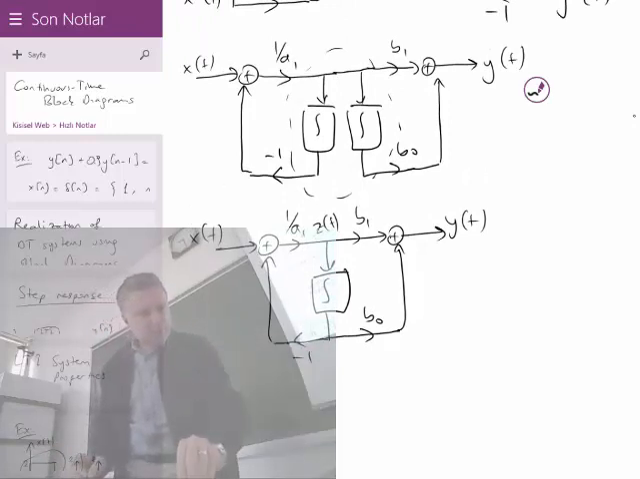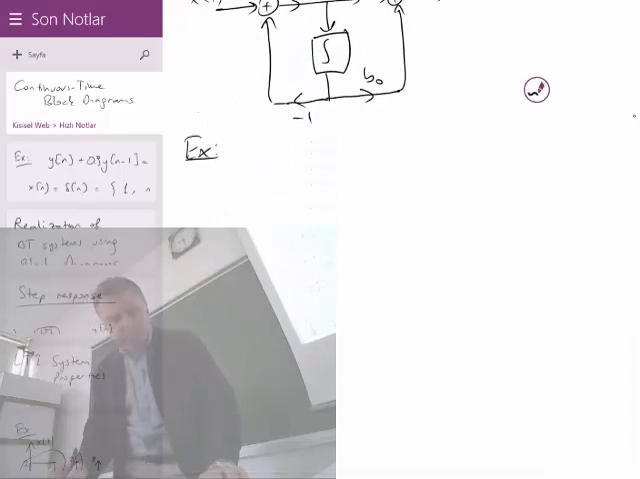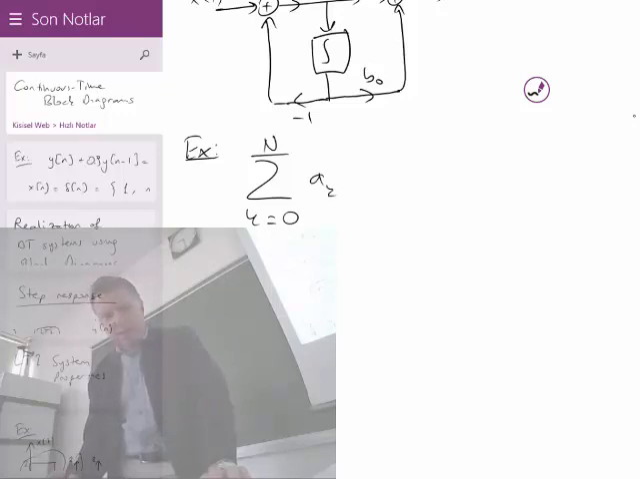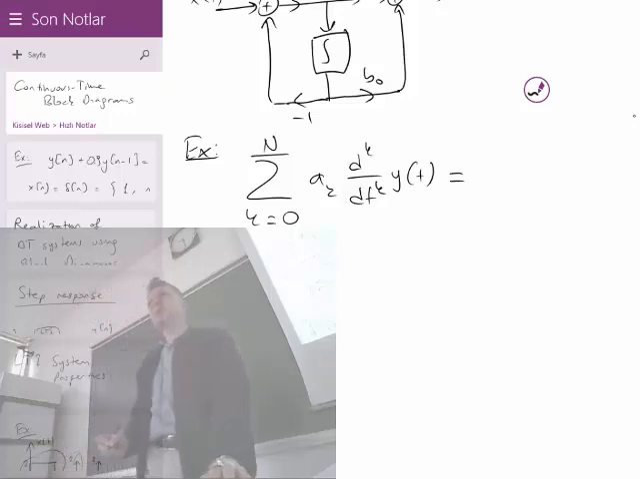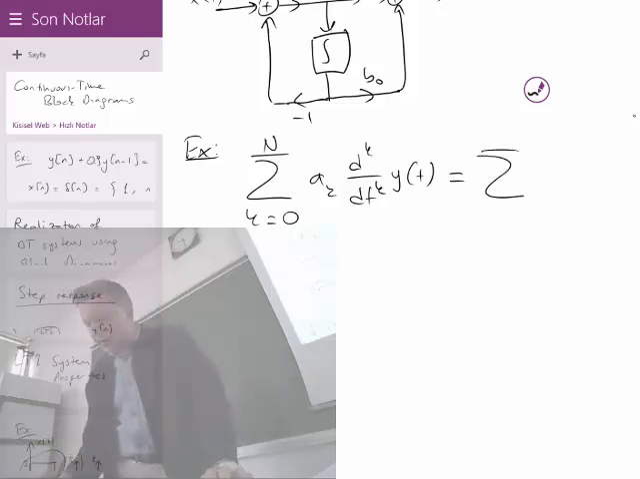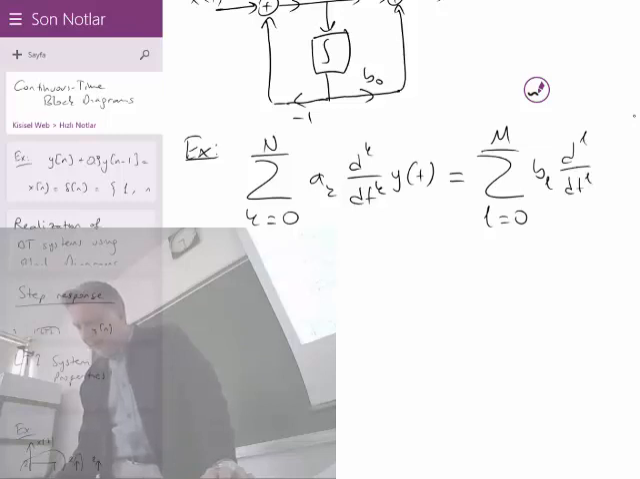Let's think of a most generalized system. I'm going to write it in the most compact form, using a summation, both for the differential equation for the output and the input. Sum over k from 0 to n of a_k d^k/dt^k, which is the kth derivative of y(t), is equal to another summation, this time over L from 0 to m, of b_L d^L/dt^L x(t).